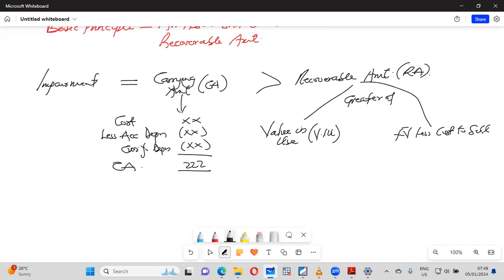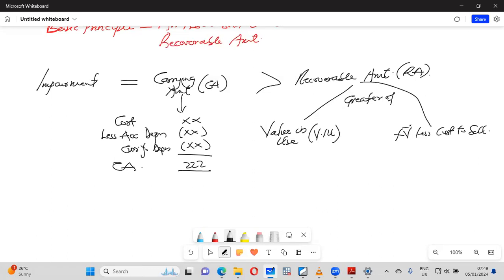So that tells us that if we want to get impairment, then we need to find three figures. What are the three figures? We need a carrying amount. What else do we need? We need the value in use. What else again do we need? We need the fair value less cost to sell. These are the three things we need to be able to calculate our impairment.